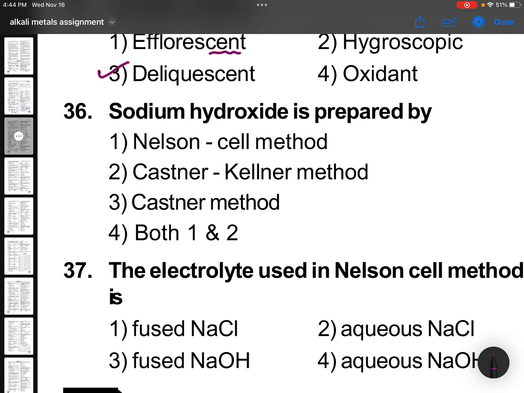Sodium hydroxide is prepared by the Nelson cell method, using sodium chloride aqueous solution, brine you can say. The Castner-Kellner method you can also use, which is called the mercury cathode process. The Castner method is for sodium, not for sodium hydroxide. The other two are for sodium hydroxide. So both 1 and 2, so it must be the fourth option.